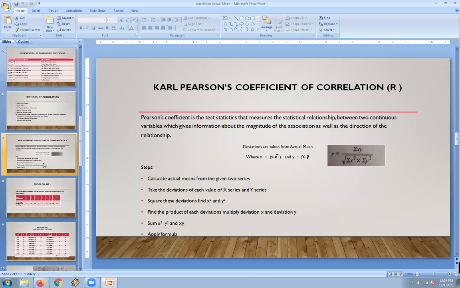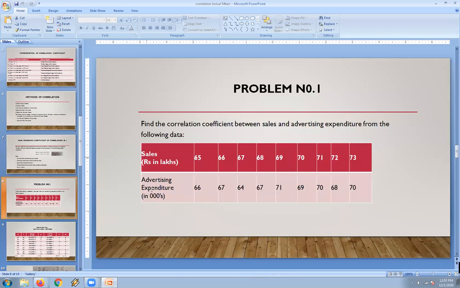Now we have to decide how many columns have to be framed. Let us consider sales as the X value and advertisement expenditure as the Y value. So that is 2 columns. Then the deviation of X with the help of the actual mean: x equals X minus mean, 1 column. y equals Y minus mean, another column. 4 columns are over. The next is x square, and another y square, the deviation of x squared and the deviation of y squared. Then total 6. The last column is xy, the product of deviations of x and y.